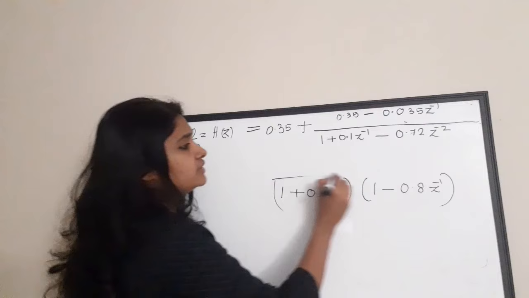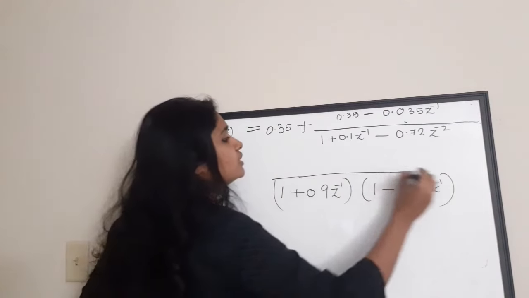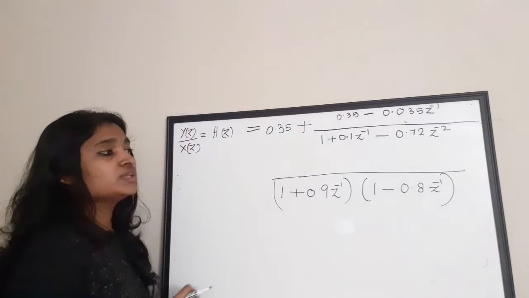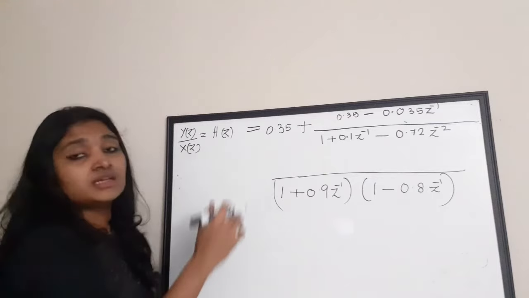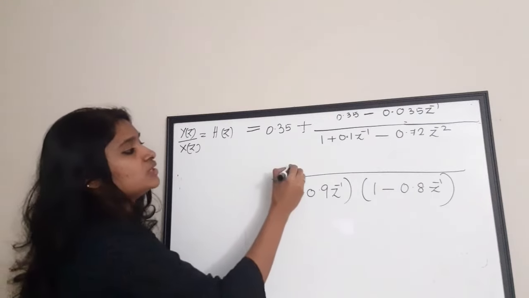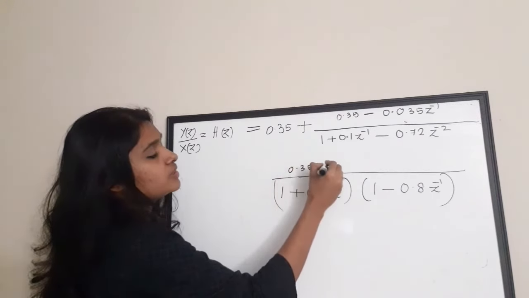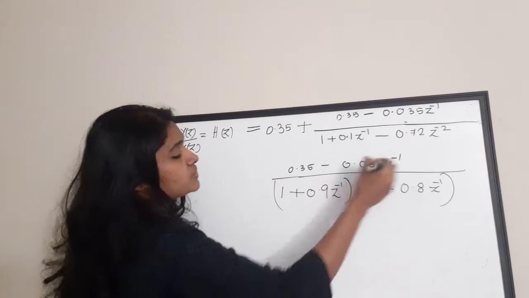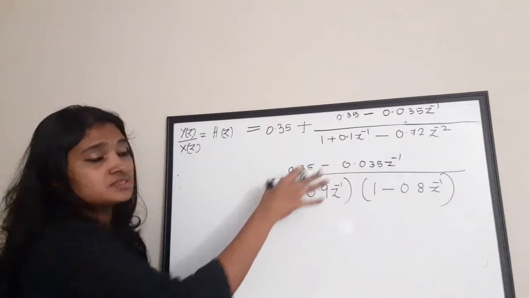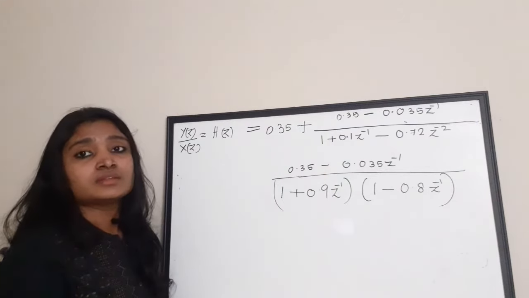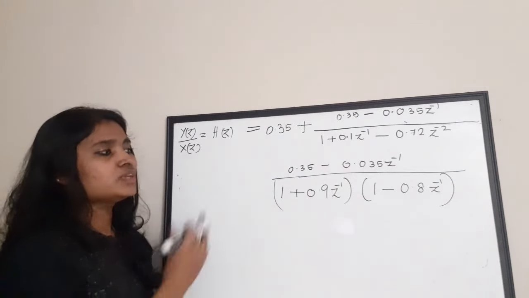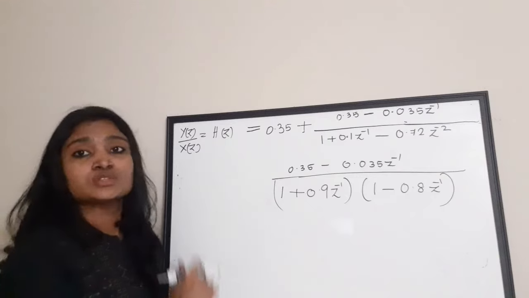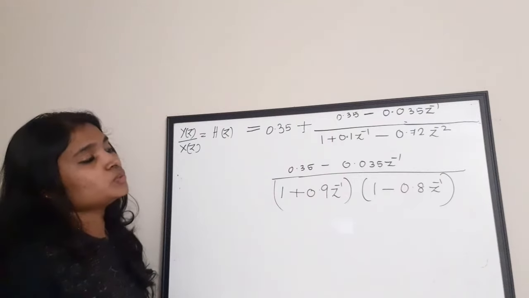Now we need to find the value of the numerator, that is, we have to split the numerator now. The numerator is 0.35 minus 0.035 z raised to minus 1. We need to now factorize this numerator. So how can we factorize it, so that we can split it as two transfer functions? So how can we do it?